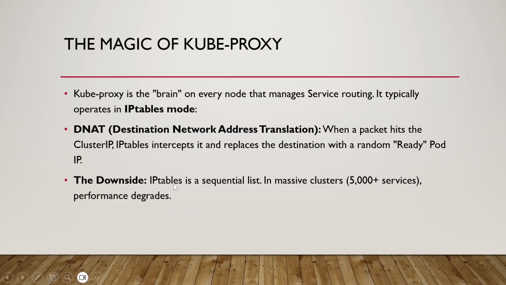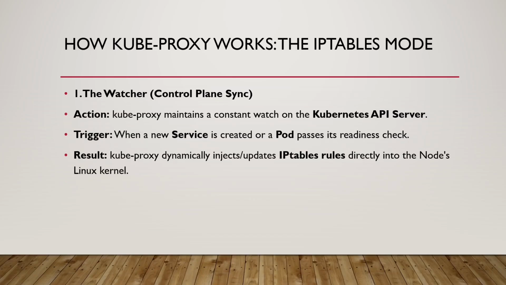So the downside is that the iptables list is sequential. In massive clusters, where we have to run 5000-plus services and pods, performance may degrade. Now, how kube-proxy works in iptables mode. It works like a watcher. It takes instructions from the control plane, basically it syncs from the control plane. Kube-proxy maintains a constant watch on the Kubernetes API server.